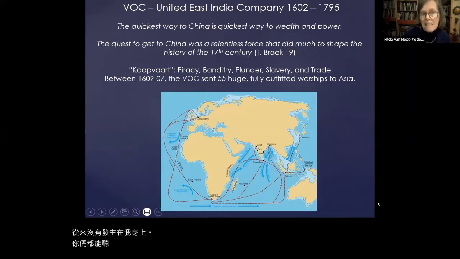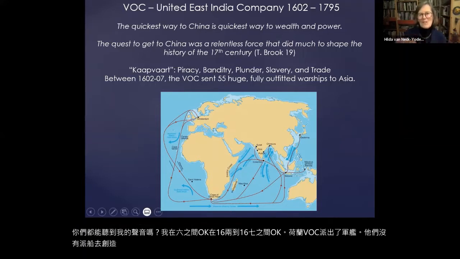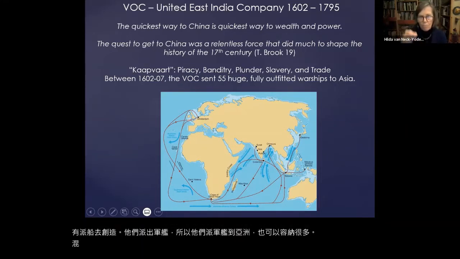Between 1602 and 1607, the Dutch VOC sent warships. They didn't send ships to trade, they sent warships. So they sent warships to Asia that could also hold a lot of the plunder that they picked up. Next slide, please.